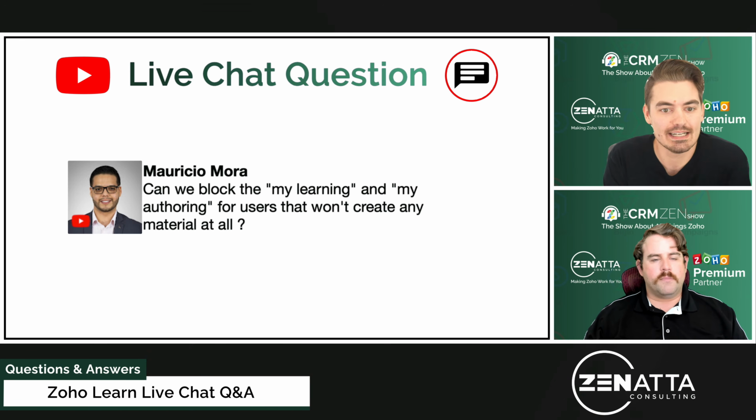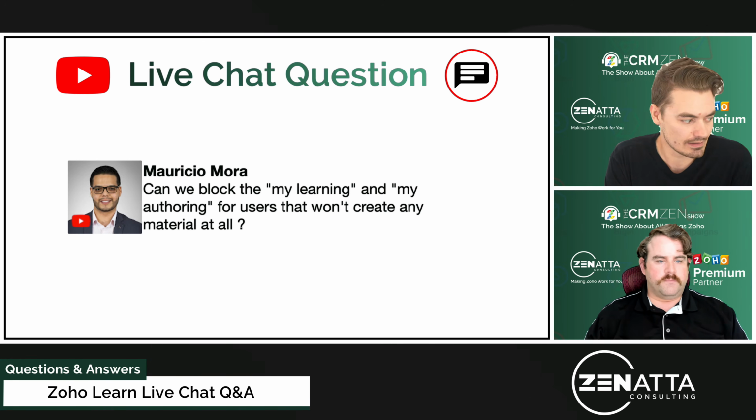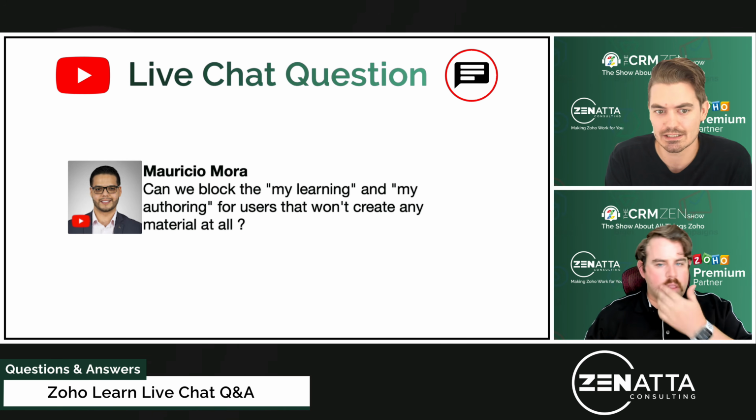All right, Mauricio, again, we got a third question here. Can we block the My Learning and My Authoring for users that won't create any material at all? I think this would be done in the space settings. So under spaces, you would have the option to edit their user profile to either be a member or an admin. Now, Greg, do you know if we can prevent them from creating articles if they're added to a space?